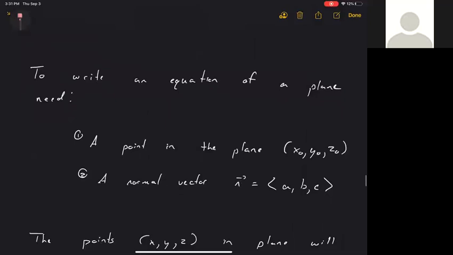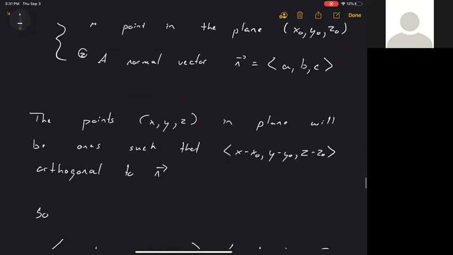So let's try this explanation again. These are the two things we need to write the equation of a plane. We need some point in the plane that we know. So let's say this point is in the plane: x sub 0, y sub 0, z sub 0. And then we know this vector is orthogonal to the plane. It's the normal vector. It has components a, b, and c.